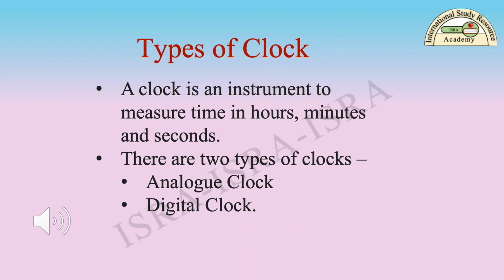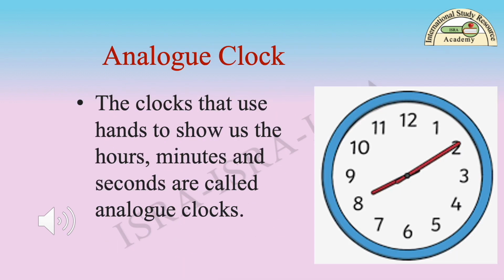Let's talk about the clock. There are different types of clocks. A clock is an instrument to measure time in hours, minutes and seconds. There are two types of clocks, analog clock and digital clock. Analog clock. The clocks that use hands to show us the time in hours, minutes and seconds are called analog clocks, as shown in the diagram.